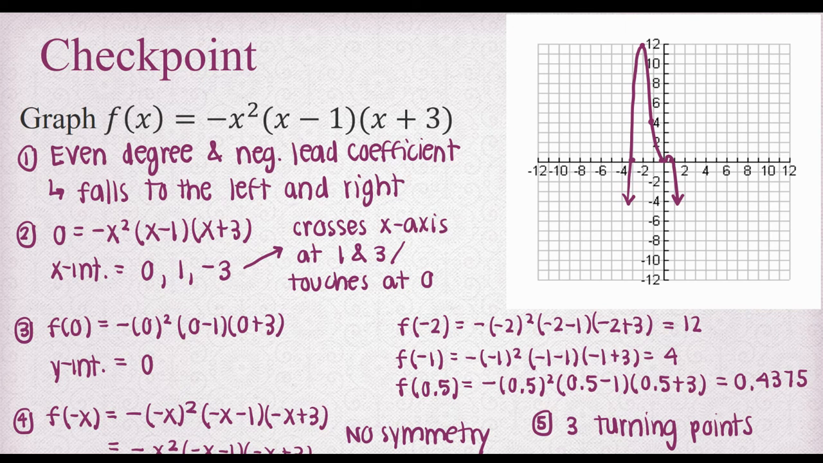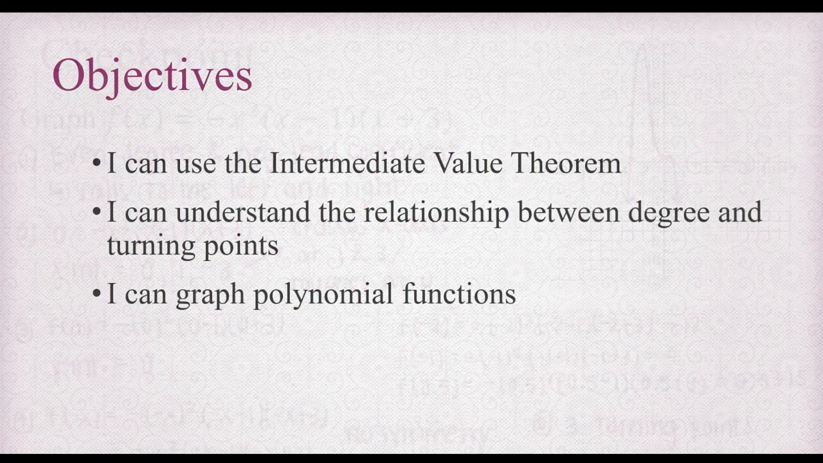We found our y-intercept. I saw that I do not have symmetry. And then I know that there are at most 3 turning points. I plugged in a couple of numbers in between my zeros, or my x-intercepts, so I could see what was going on. And there's my graph. All right, so that's us using the intermediate value theorem, understanding the relationship between degree and turning points, and then starting to graph polynomial functions.